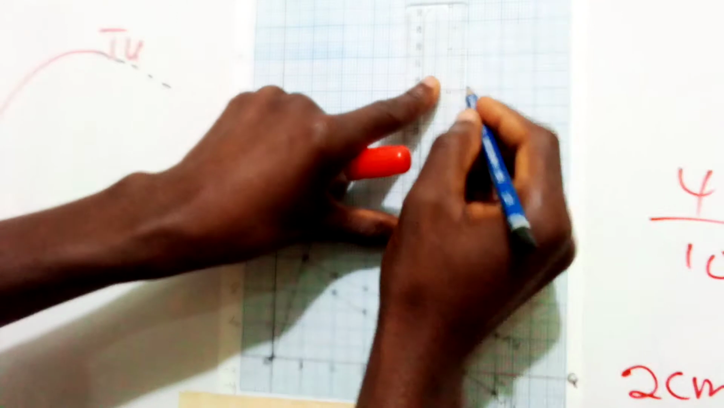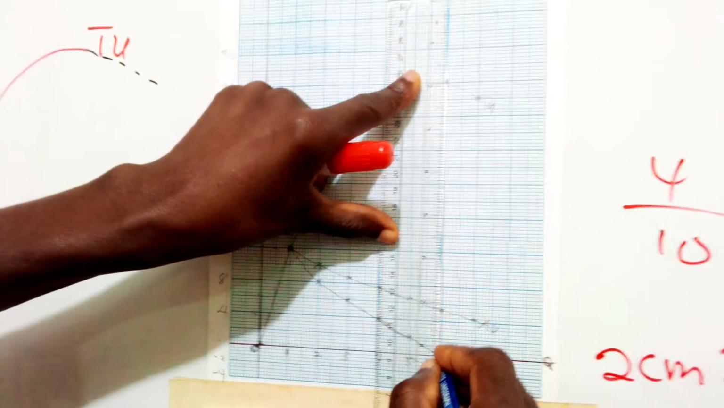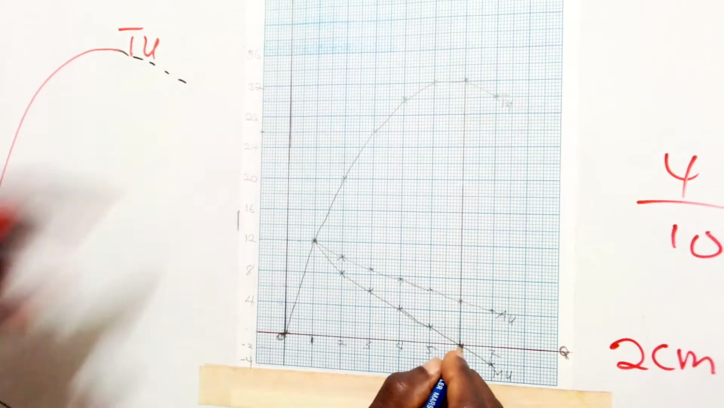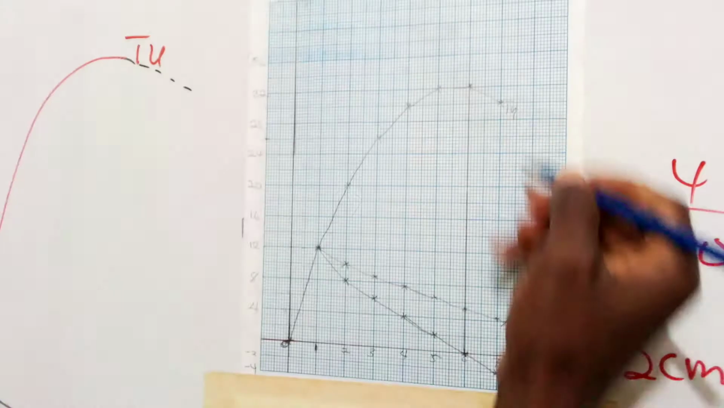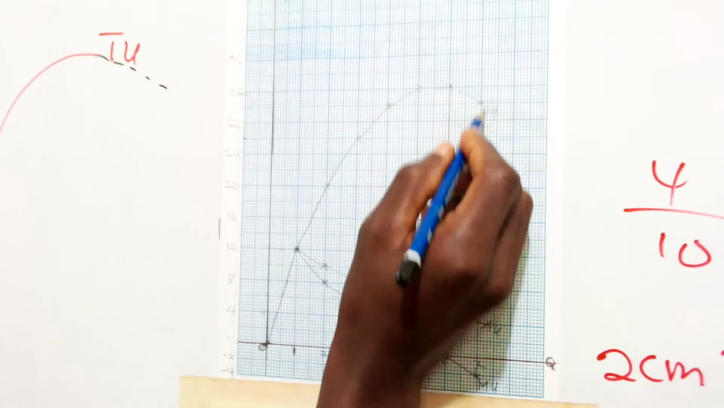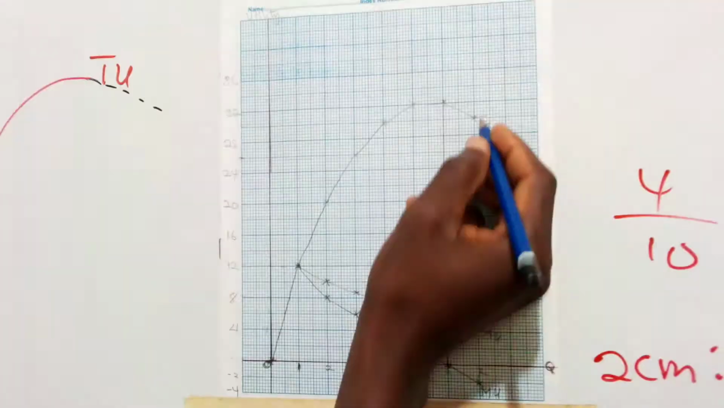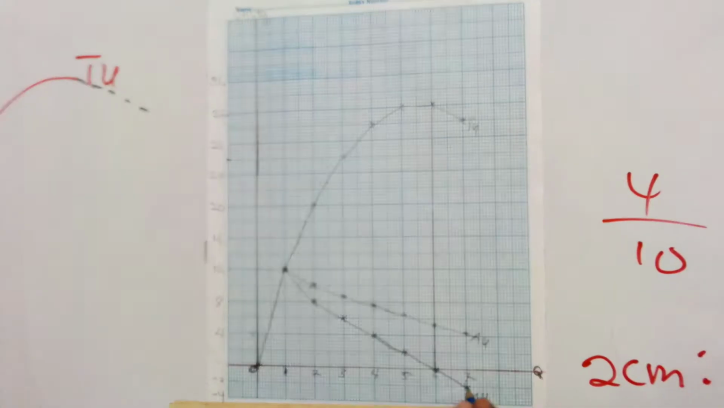It means when total utility reaches its maximum, marginal utility will be what? 0. That is why it's meeting this curve here. Then as total utility begins to fall, marginal utility moves to what? Negative. You can see from this to this, you see it there.